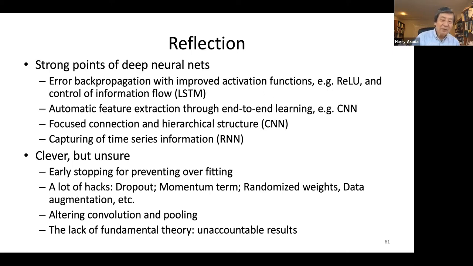And the bottom line, unfortunately, is the lack of a fundamental theory. And more importantly, perhaps after you trained it, do you learn anything from that? Maybe we learn something, but the trained weight values don't actually explain why it is working well or why it doesn't work. So the lack of accountability is a major drawback of the neural net, in particular deep neural nets.